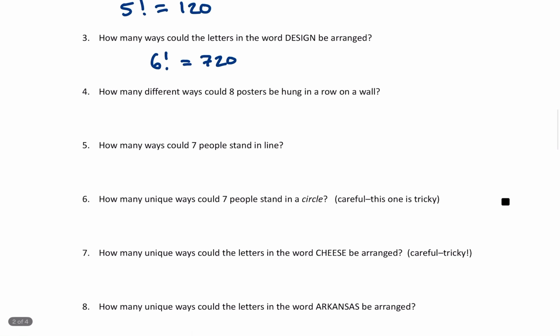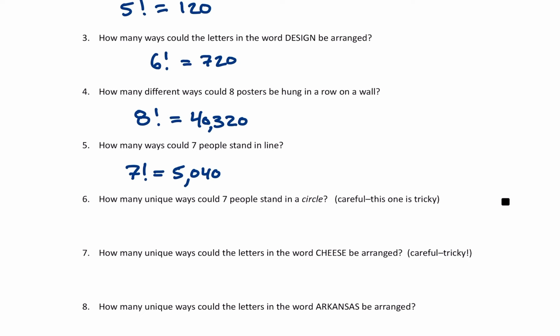Looking at number 4, how many different ways could 8 posters be hung in a row on a wall? Well, I've got 8 different posters, and I want to know how many ways they can be arranged. That's 8 factorial. If I type that in my calculator, I get 40,320. All right. Number 5, how many ways could 7 people stand in a line? Well, just like the last examples, we've got 7 people. We'll do 7 factorial, and that gives us 5,040 as our answer.